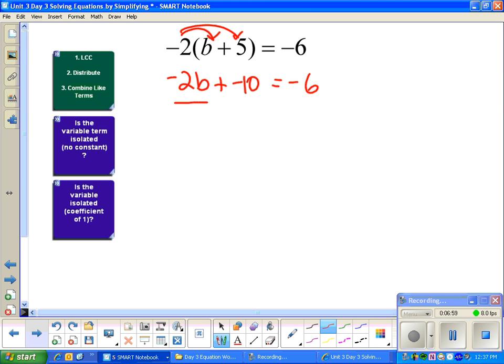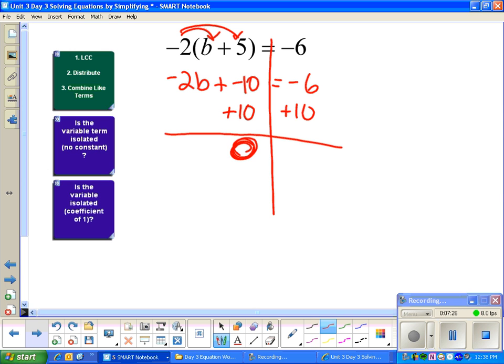Are there any like terms on that side? No. So I'm all done. No like terms to combine. All right, so I had -2b minus 10. I'm going to add the opposite of -10, which is the same thing as adding 10. Remember, what I'm looking for right here is that big 0. So if I have -10, I'm going to add 10. And I end up with -2b equals -6 plus 10, which is +4.